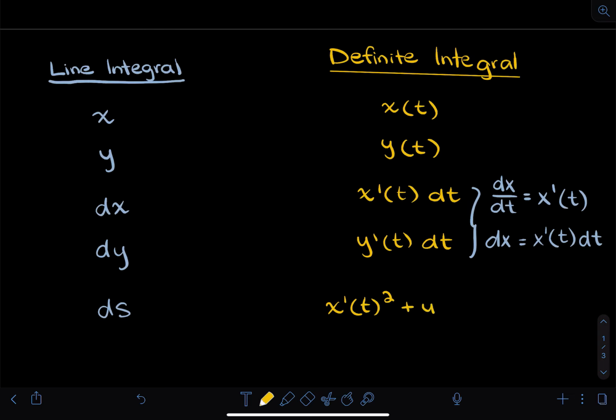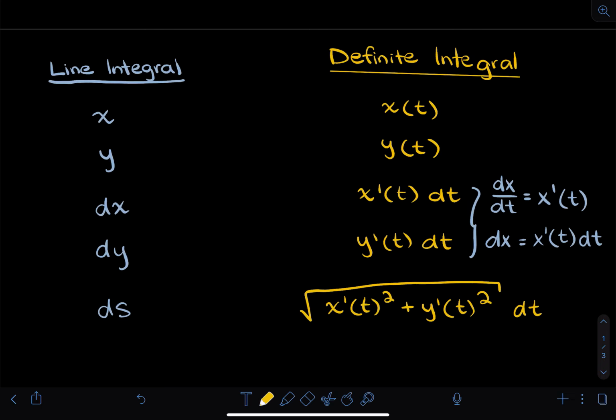We add to it the derivative of y of t, and we square that as well. And then we want to square root this entire thing. And of course, we'll also include the dt. Now, you can memorize this chart, but if you understand what's going on here, it makes a lot of sense.